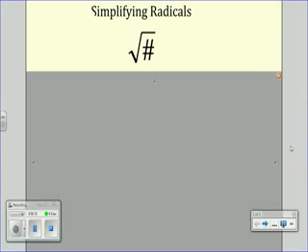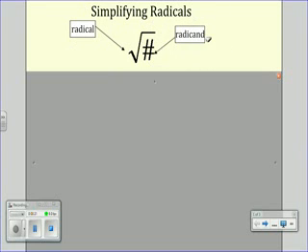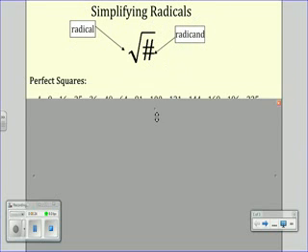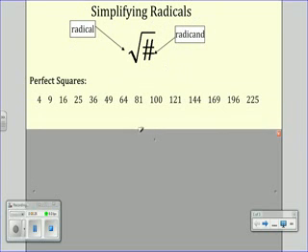First, we will begin by identifying our symbols. This is the radical sign, and you may recognize it as the symbol that means to take the square root of the number inside. Now, the number inside is called the radicand. We also need to know our perfect squares.